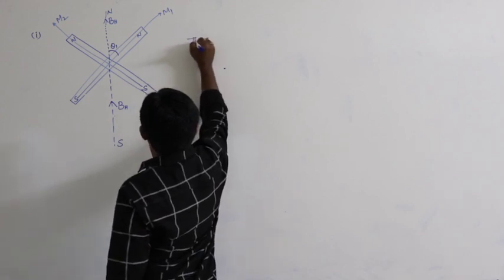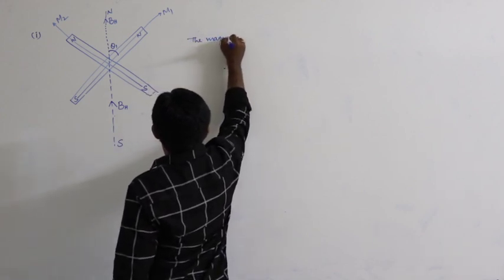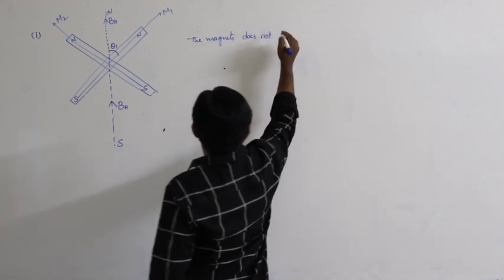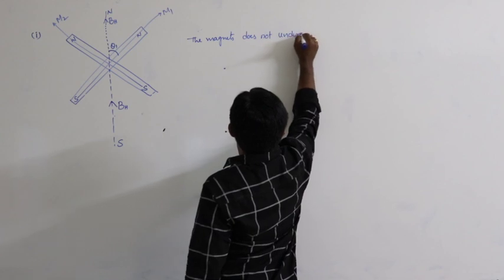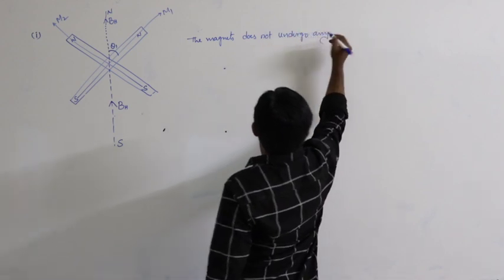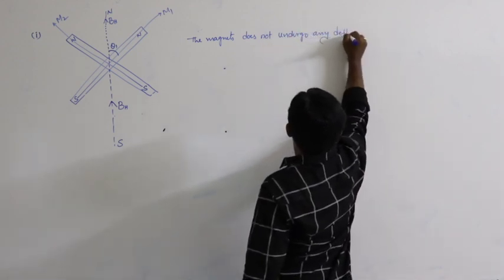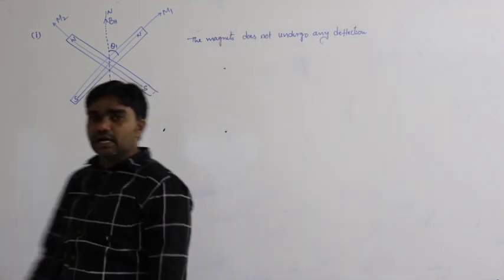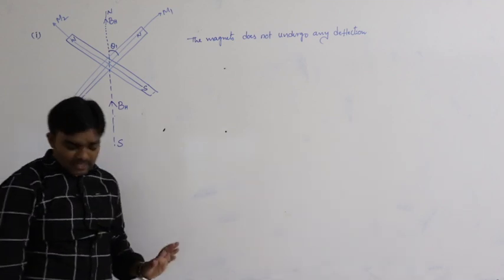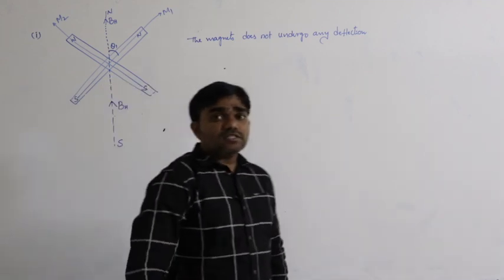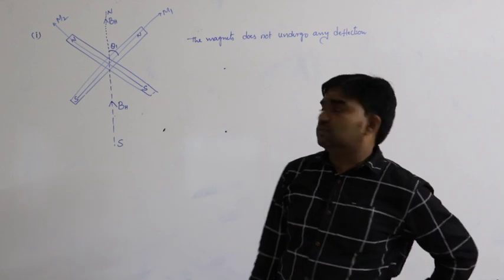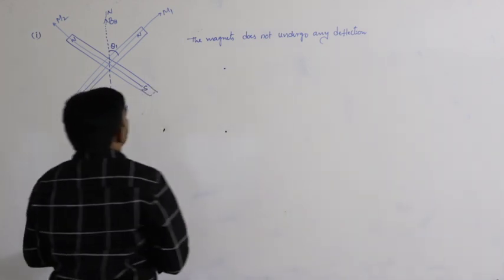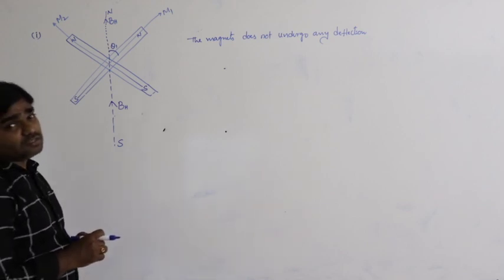So the magnets do not undergo any deflection. That is the main concept: the magnets do not undergo any deflection.